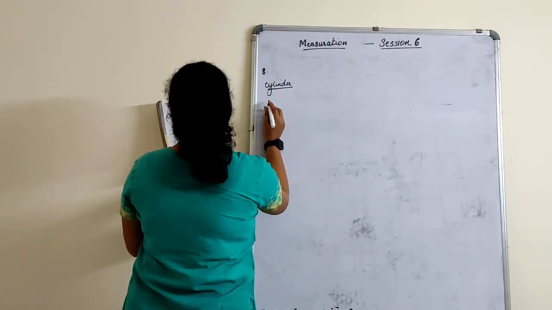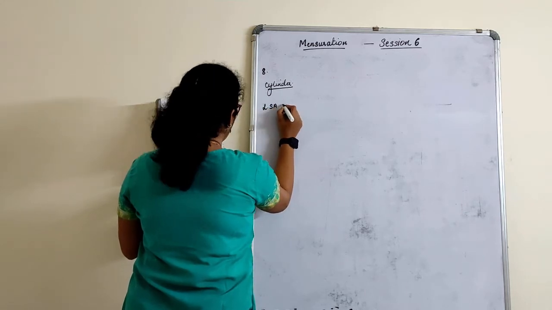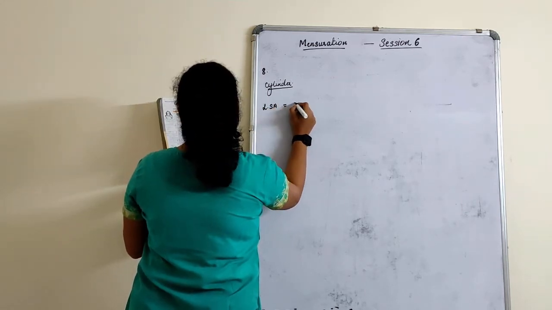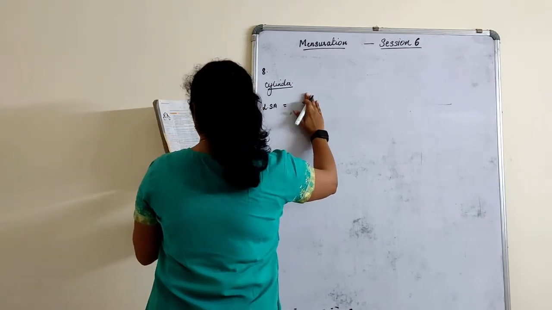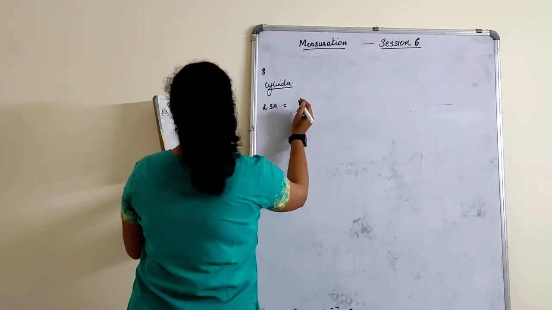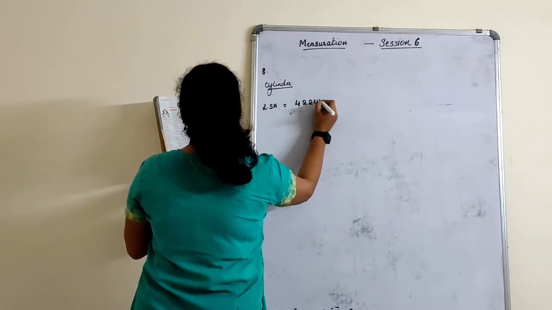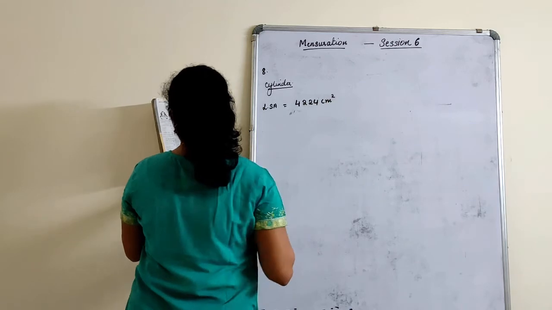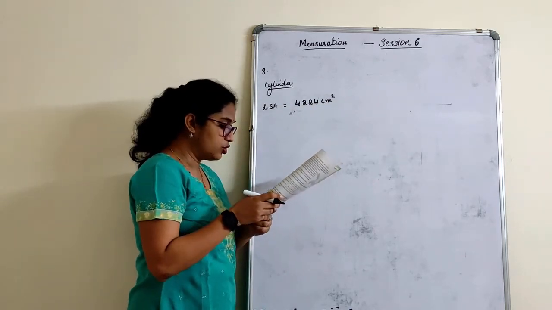So the lateral surface area of a hollow cylinder, LSA of a cylinder is how much? Oh sorry, I went to the next one. Yeah, that's correct, 8th one. LSA of a cylinder is 4224 centimeters square. It is cut along its height and formed a rectangular sheet.